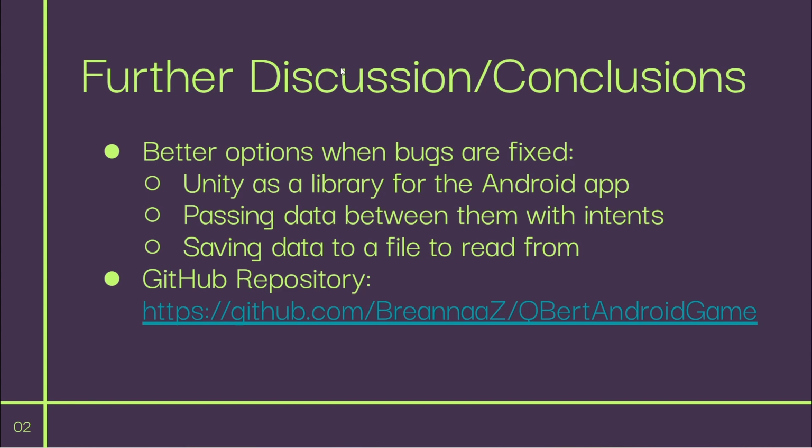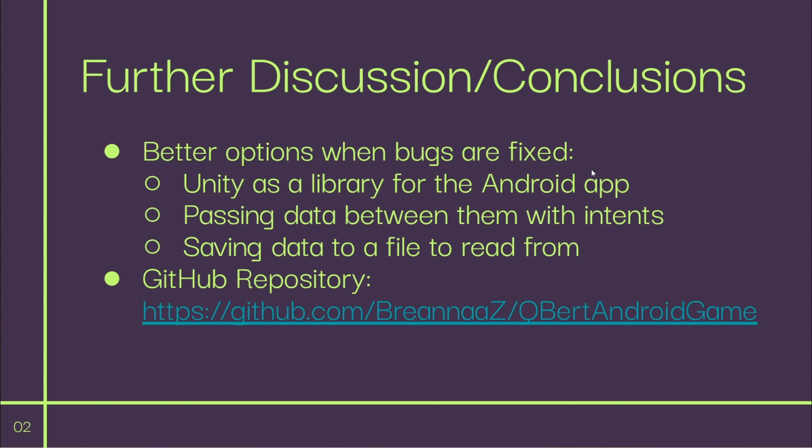So there were some bugs on Unity's end and the Android Studio end that just made that really difficult to do. So what I ended up doing instead was just building the Unity app directly to my phone, building the Android Studio app directly to my phone, and then using an intent just to launch the Unity app from my Android Studio app. So instead of all packaged together in one project, they kind of have those two separate parts.